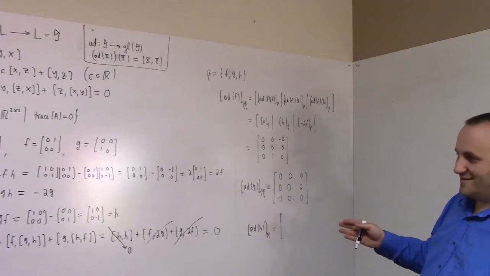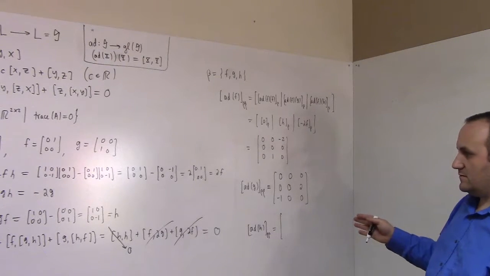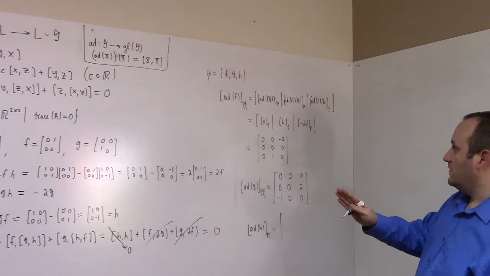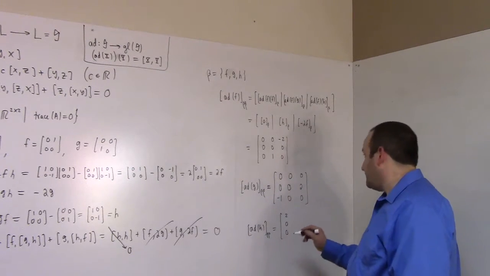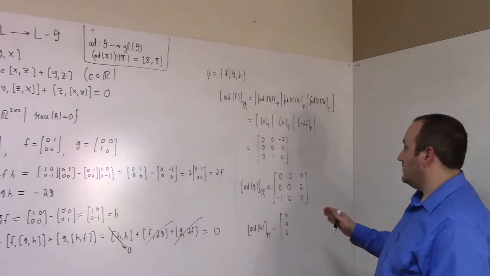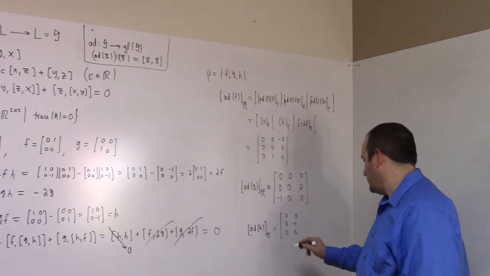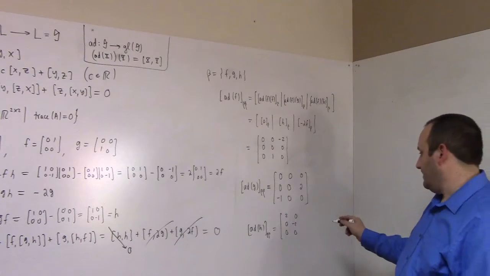Okay, find another example. Yeah, I guess I probably could do that. Let's see. Adjoint H would be what? This would be 2 zeros. HF, which is 2F. Oh, so it's 2, 0, 0. HG, 2, 0, -2, 0. Yeah, let's see here. HH is 0, 0, 0. Okay.